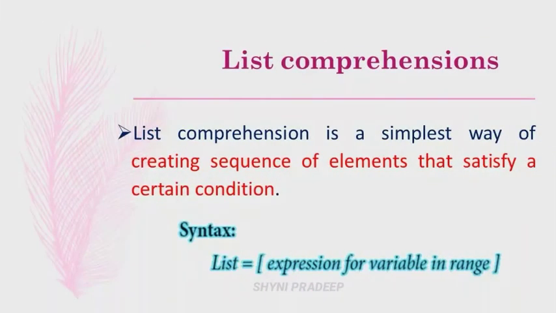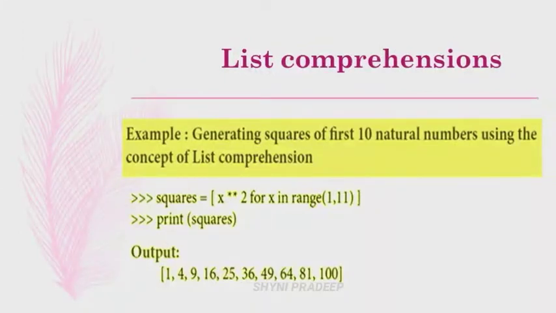Next let us see about list comprehensions. List comprehension is the simplest way of creating a sequence of elements that satisfy a certain condition. Which means here one condition will be present. We have to create a sequence of elements based on that condition. Okay. This is the syntax. List is equal to, within square brackets you have to write the expression. Okay. Let's see one example.